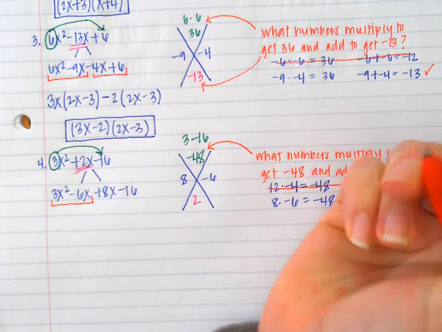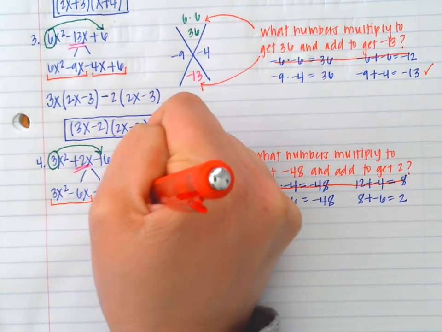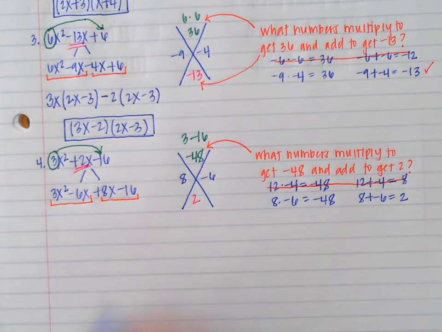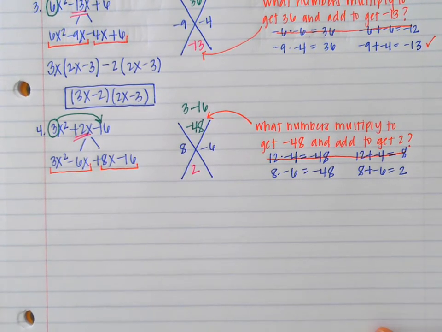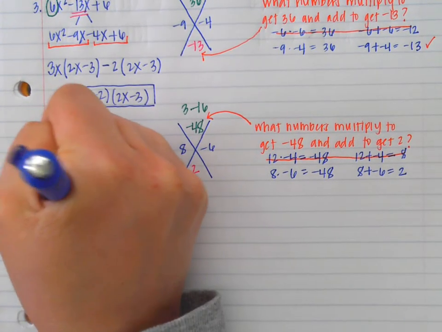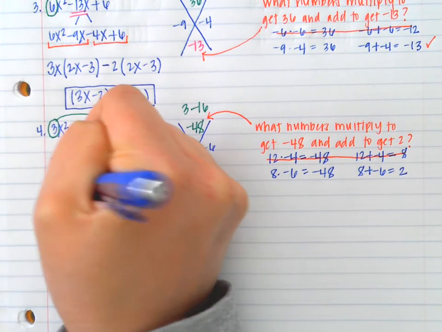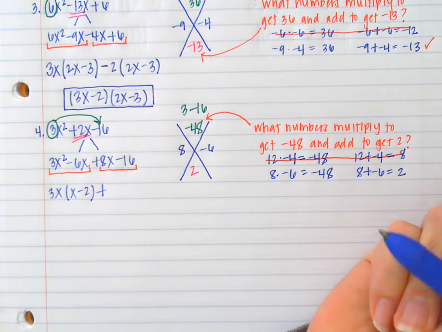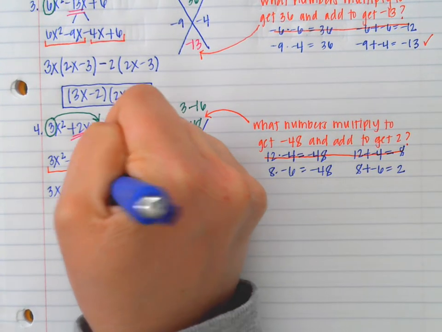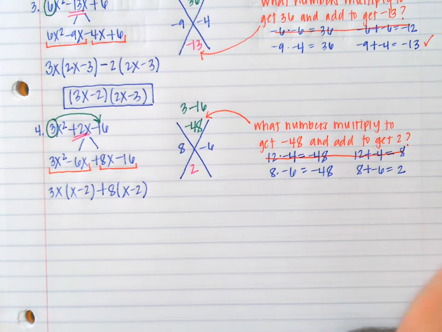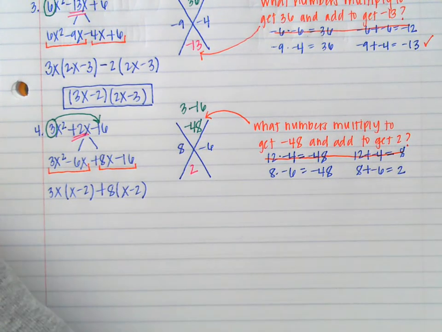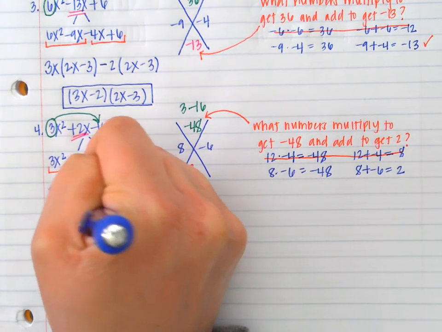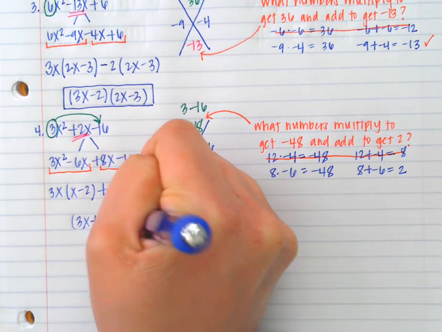So 3x squared minus 6x is my first group, and 8x minus 16 is my second group. Okay, so I think about what number is going to factor evenly out of 3x squared minus 6x, and that's 3x. And I'm left with x minus 2. Then I bring my sign down. And then what number factors out of 8x minus 16? That's 8. And I'm left with x minus 2. These are the same. That's what we want. They always need to be the same. And so I can write my final answer. My final answer is 3x plus 8 times x minus 2.